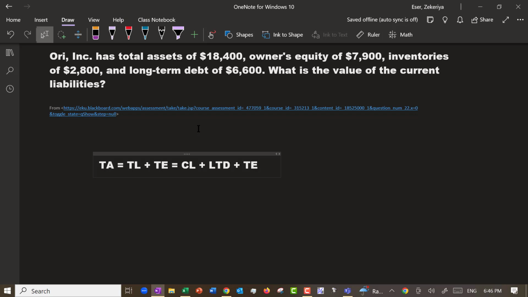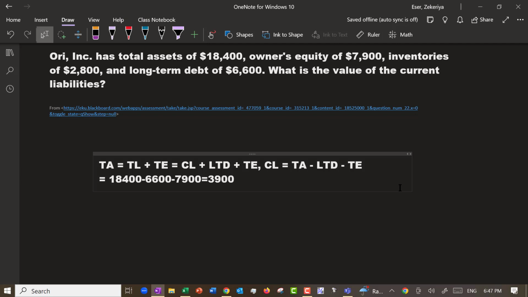Well, you can either solve it algebraically. Current liabilities is equal to total assets minus long-term debt minus total equity. And that's equal to 18.4 minus 66 minus 7,900. Now, this is a simple equation. You don't need to use Excel for this one.